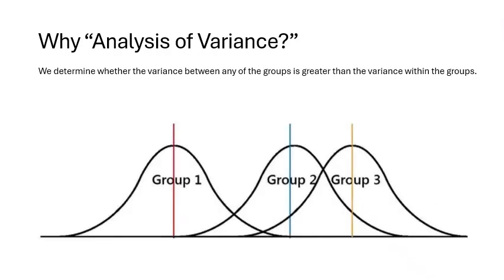Why do we call it analysis of variance? It's because we're determining whether the variance between any of the groups is greater than the variance within the groups. So in this instance, you can see that the mean for group 1 doesn't overlap much with any of the other means. The means for group 2 and 3 do overlap quite a bit.